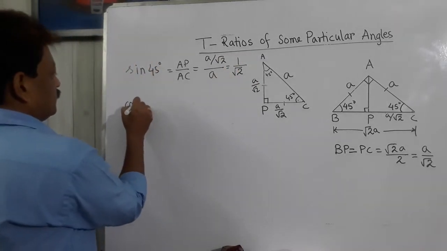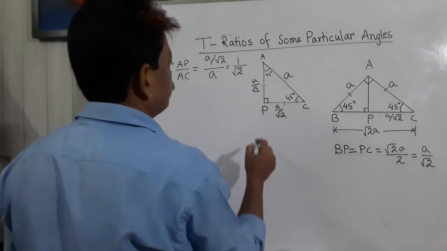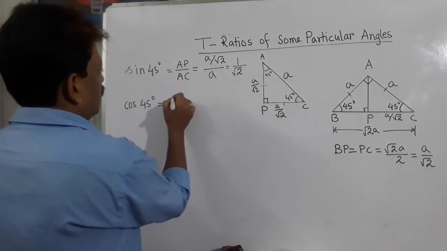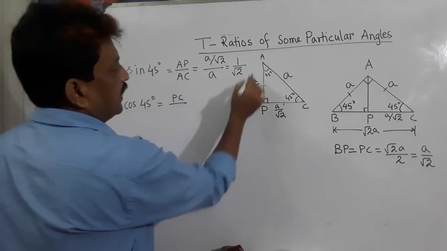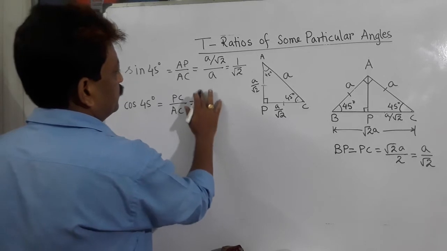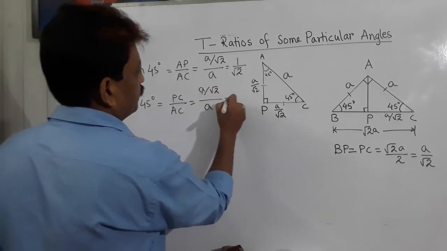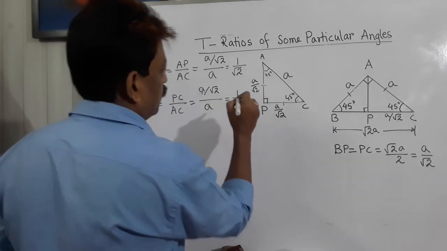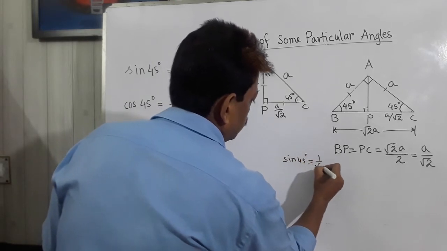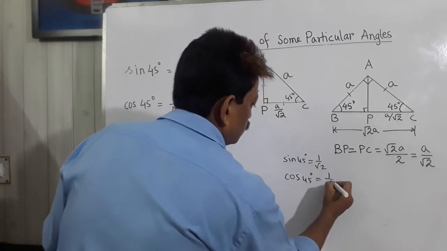Cos 45 degree. Cos 45 equals base upon hypotenuse. So base is PC and hypotenuse is AC. So PC is also A upon root 2 and AC is A, therefore value of cos 45 is also 1 upon root 2. So sin 45 equals 1 upon root 2, cos 45 equals 1 upon root 2.